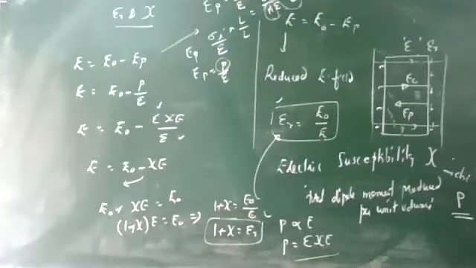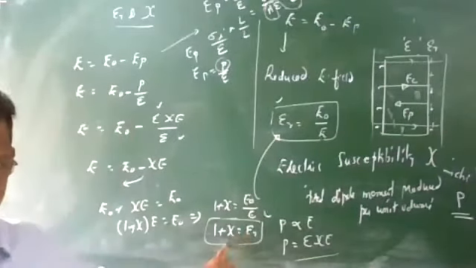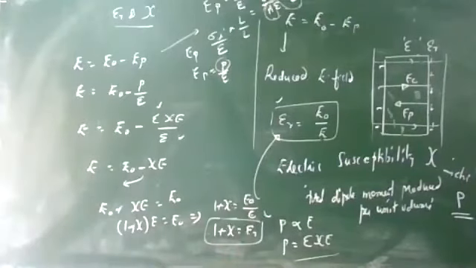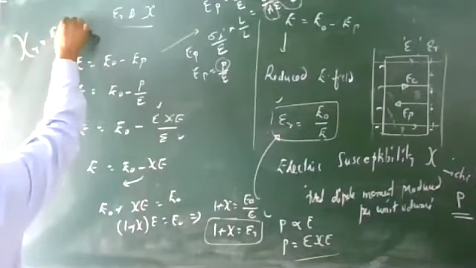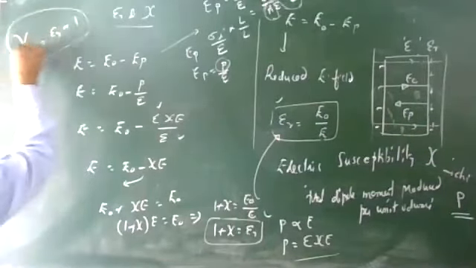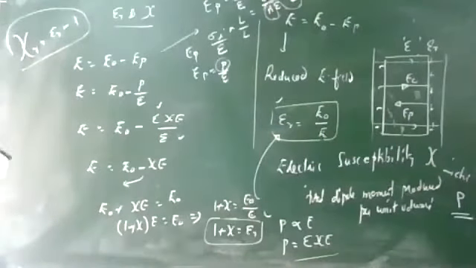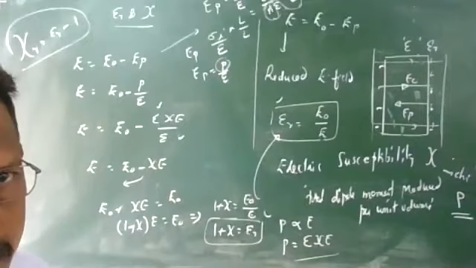So what is the relation between relative permittivity and susceptibility? Susceptibility is a term used to represent how easily the material is polarized when placed in an external field. Epsilon r equals 1 plus chi, so chi equals epsilon r minus 1. This can come in an objective question. What are the units? Chi has no unit and no dimension.